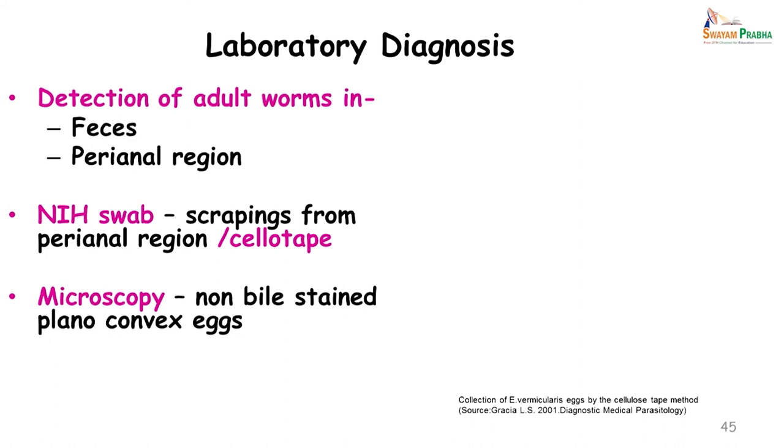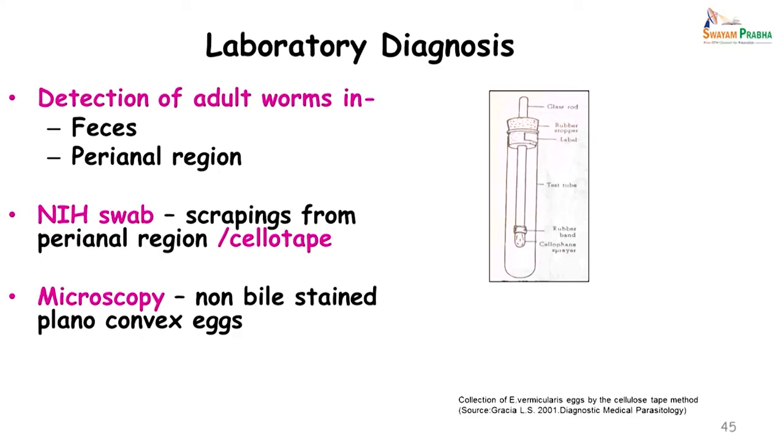Laboratory diagnosis means the way to demonstrate the presence of this worm is by doing a gross examination of the stool, but usually the worms you may not find in the stool. Usually you will find them in the perianal region. Now, when do you find them in the perianal region? This is usually at night. So, if a child is complaining of pruritus or is suffering from insomnia or is getting nocturnal enuresis, you make sure that you examine the child's anal region at night, maybe when the child is sleeping.